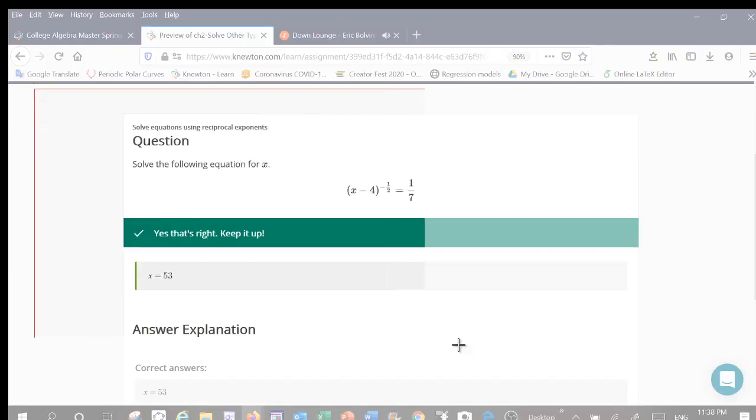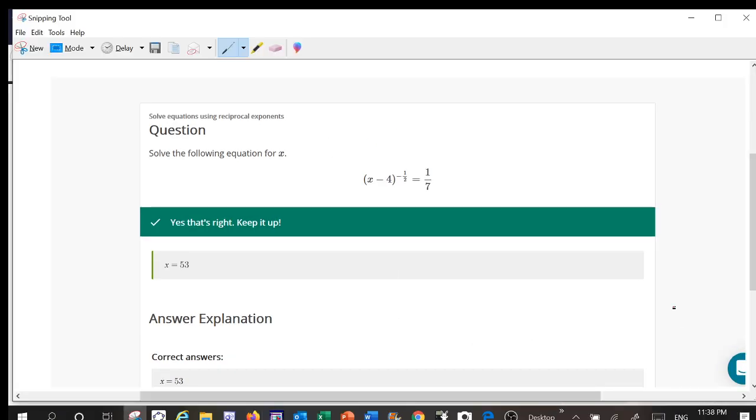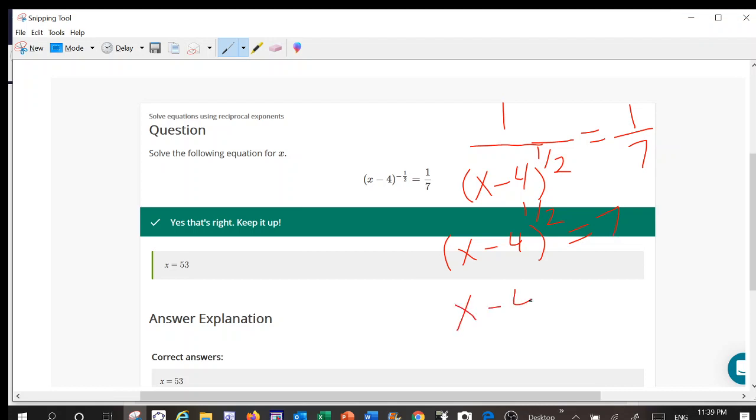Or you could also make this go in the denominator. Then would be +1/2. And now you take reciprocal of both sides. That means x minus 4 to 1/2 equals to 7. And now raise both sides to second power. It will be 49. So x equals to 53, right?